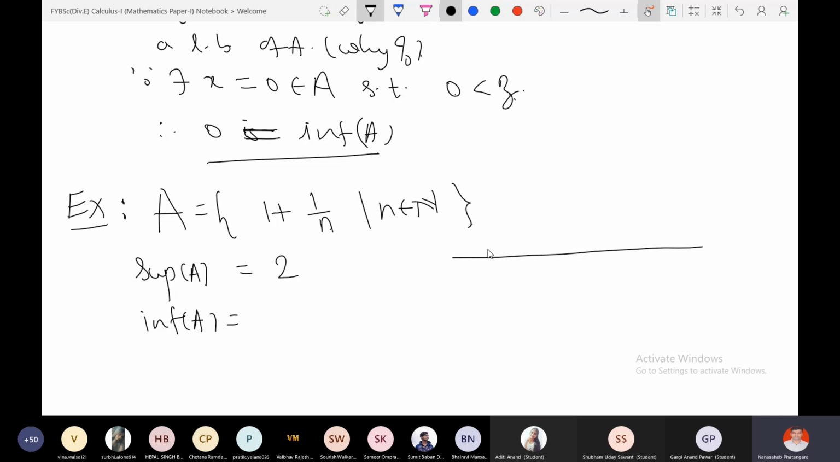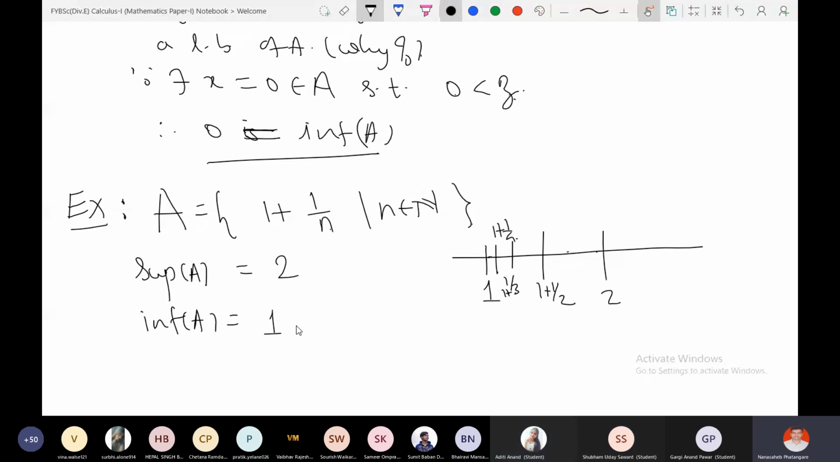Just think about it here. I am now looking at the elements of this set. For n equal to 1, I will get 2. For n equal to 2, what will I get? 1 plus half, right? Then 1 plus 1 by 3, because I am adding 1 by 3 to 1. Then 1 plus 1 by 4 and so on. So ultimately, if I increase my n, where am I going towards? Towards 1. I am tending towards 1.